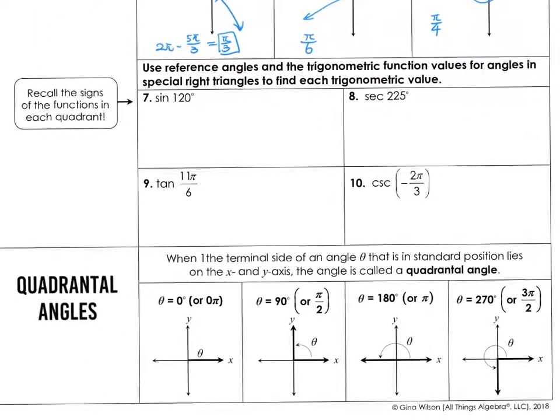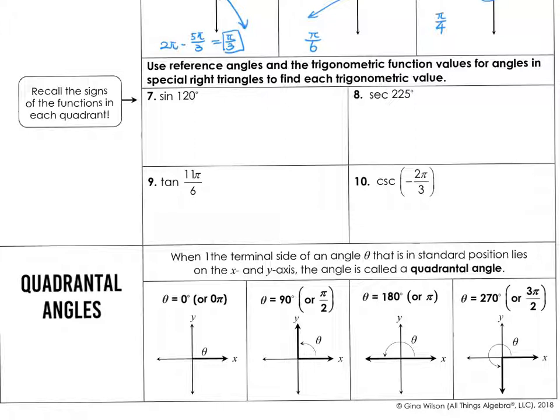So the next part, it says here, recall the signs of the functions in each quadrant. Every time we talk about signs, it's All Students Take Calculus, right? Then use reference angles and the trigonometric function values for angles in special right triangles to find each trigonometric value. So in other words, how do we use reference angles to make our life easier?